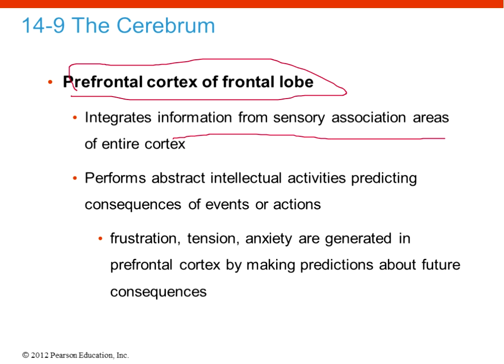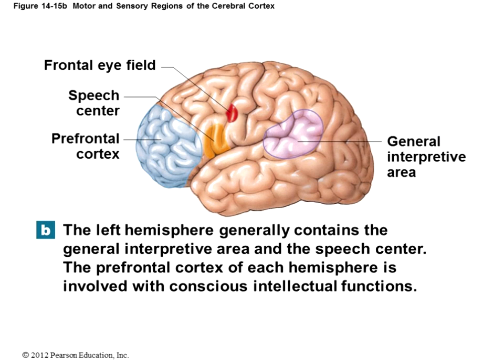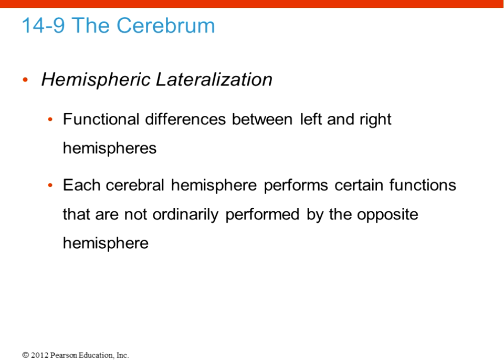So really important area, but you can see it's a higher complexity in terms of what it can do. And then finally, the prefrontal cortex integrates information from the sensory association areas and can perform abstract intellectual functions, things like predicting what may happen when you do something, which can lead to frustration, tension, anxiety, because of your ability to infer what might happen based on what information is coming to your brain. So that's the prefrontal cortex of the frontal lobe. Here we can see those locations in the brain: speech center, general interpretive area, etc.